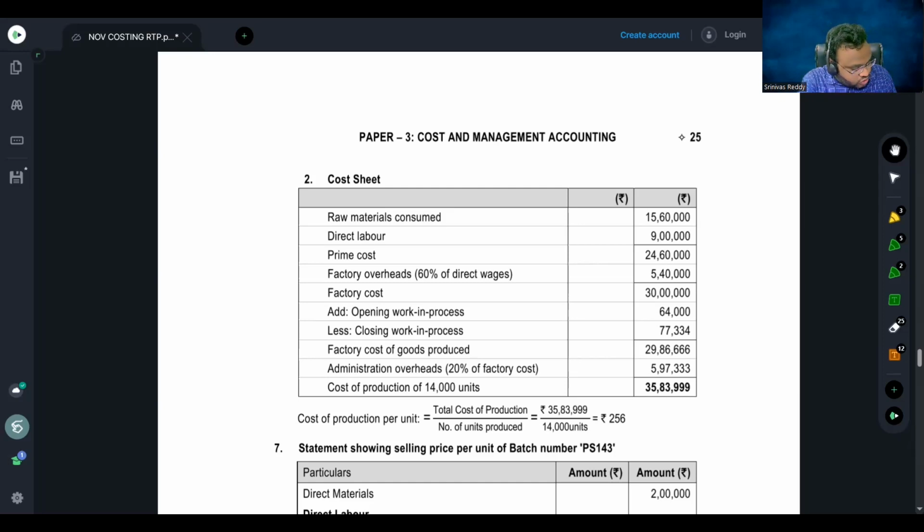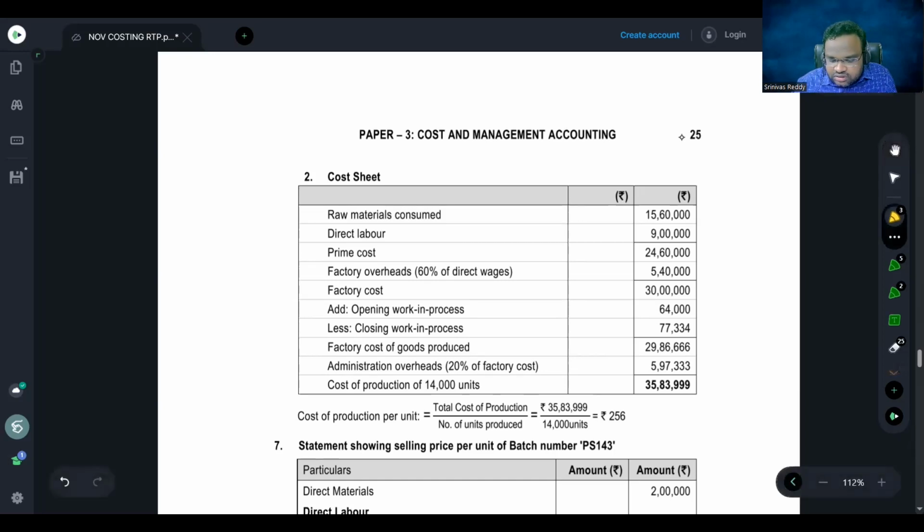So factory rates are how much? 60% of direct wages. So 9 lakhs into 60%, 5,40,000. Okay. Then you are arriving at the factory cost, and administration rates are recorded based on how much? 20% of factory cost. 20% of factory cost means, so 29 lakh 60.